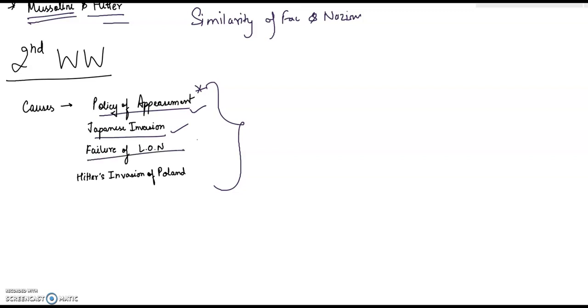Failure of the League of Nations. It was created after the First World War to prevent future wars and to maintain international peace. But this could not be proved correct. And the next point is Hitler's invasion of Poland. The year was 1939. And if you remember, the book written by Hitler when he was under the bars was Mein Kampf. You'll have to check the spelling. This is the correct spelling, Kampf.